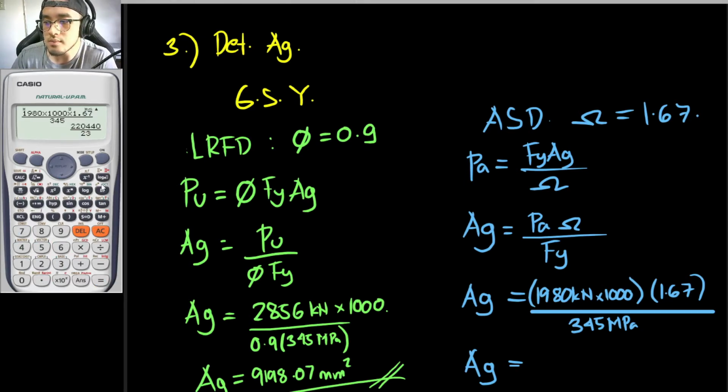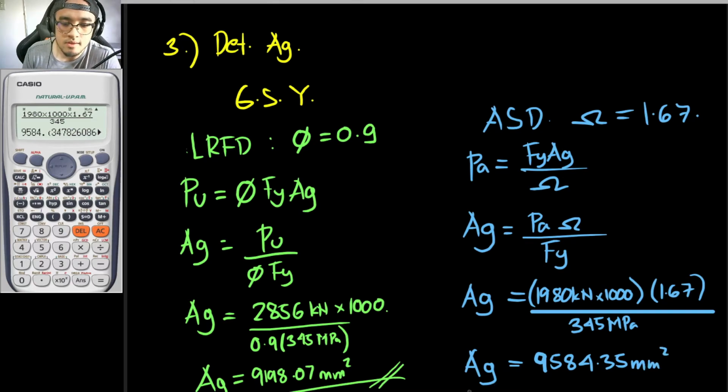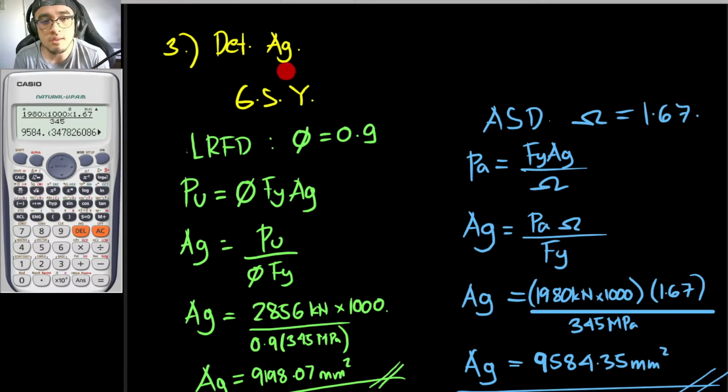that is now to be equal to 9584.35 millimeter squared. So there. So if these two are only to be your basis, meaning that your ASD would govern. But take note guys that we are still on the cross-sectional yielding part. So we have not yet solved for the tensile rupture strength or our tensile rupture parameter.